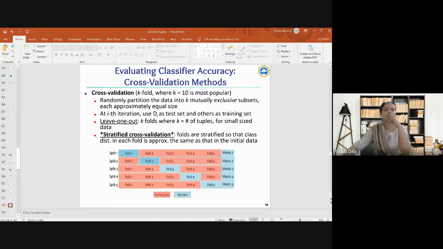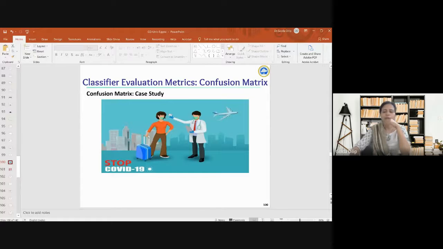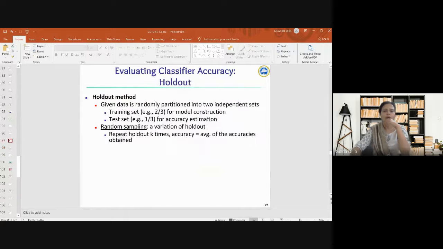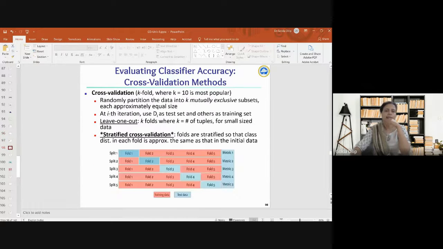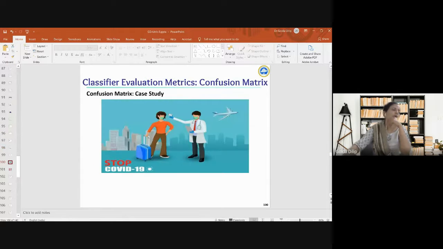The folds are stratified so that the class proportions in each fold approximate those of the initial data. That's what stratified sampling is all about. Next we move on to the next technique.